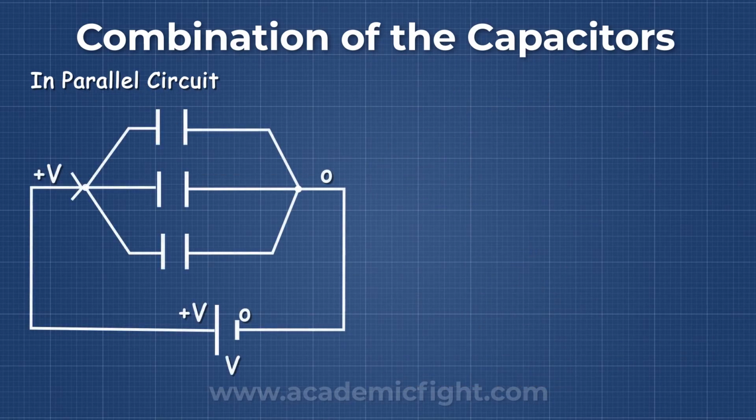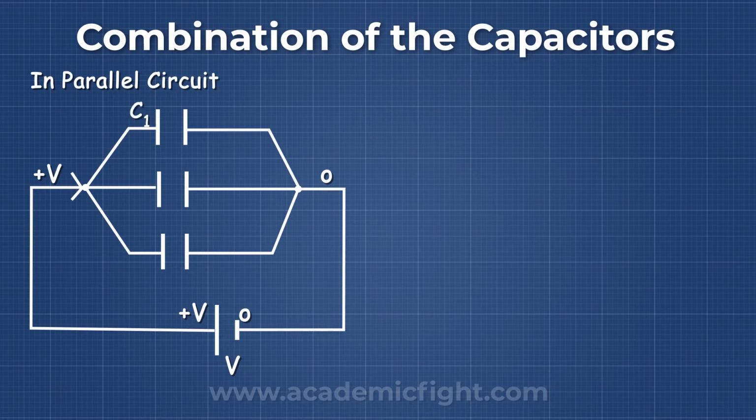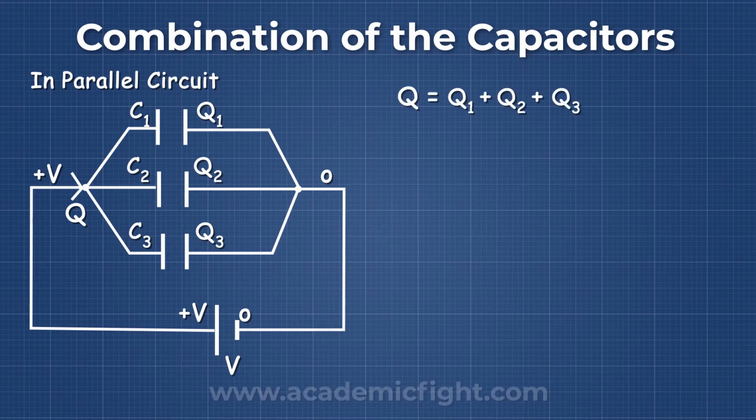Let's connect the same 3 capacitors in a parallel circuit. In a parallel circuit, charge Q will be divided among the individual capacitors. Let's say C1 has charge Q1, C2 has charge Q2, and C3 has charge Q3. And the voltage source has charge Q. Q is equal to Q1 plus Q2 plus Q3, as discussed in earlier videos.